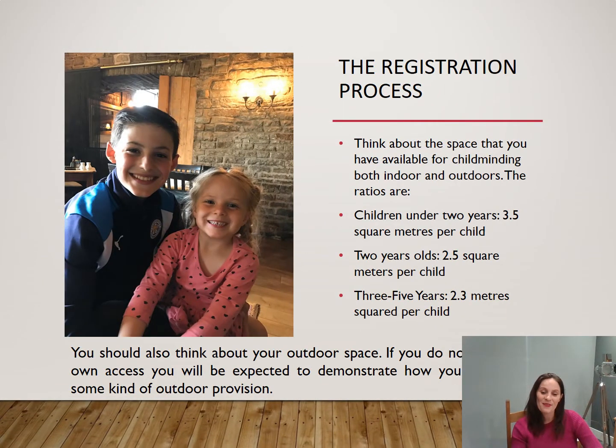You need to think about the available space that you have in childminding, so your indoor space and your outdoor space. The EYFS does have specific ratios for that. So if you're going to be looking after children under the age of 2, then you need to be thinking about 3.5 square metres per child. 2-year-olds are 2.5 square metres per child. 3 to 5 years is 2.3 square metres per child.